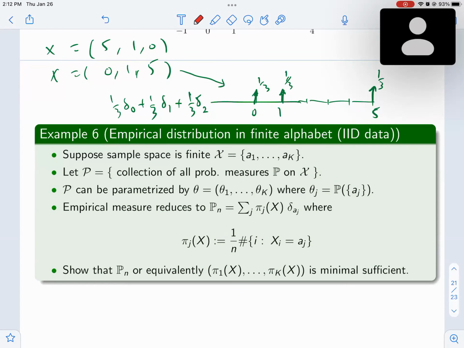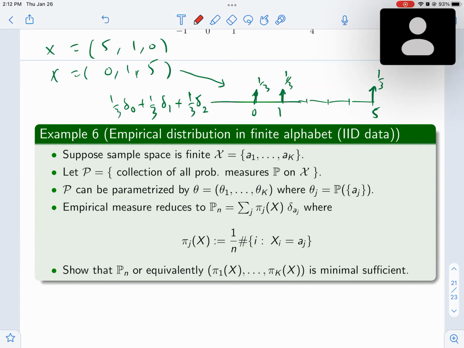And this is like a little example that shows that, basically, if you follow this argument, if you have a finite sample space, so X takes values in a finite alphabet, A1 up to AK, and then let's say the probability model is the collection of all probability distributions or measures P on X. So that's going to be my probability space.